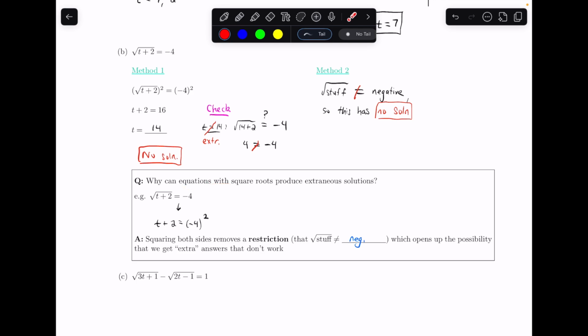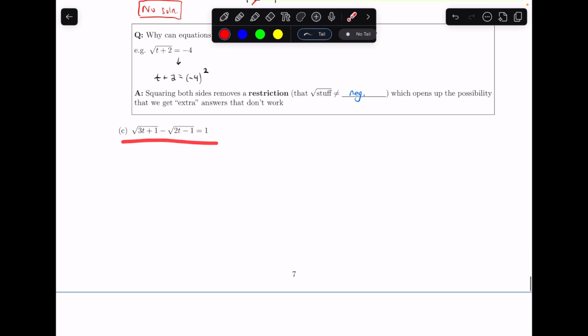Okay, so let's end this video with one more example, but let's up the difficulty a little bit. Let's do one where we've got two of these square roots. To get it started, I'm going to try to isolate one of them. So maybe I'll isolate this one on the left, and I'll move this one over to the right by adding it. That'll give me the square root of 3t plus 1, and then if I add the other one over, I'll get 1 plus the square root of 2t minus 1.